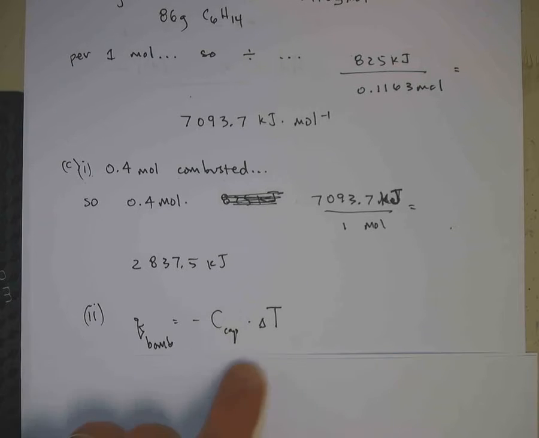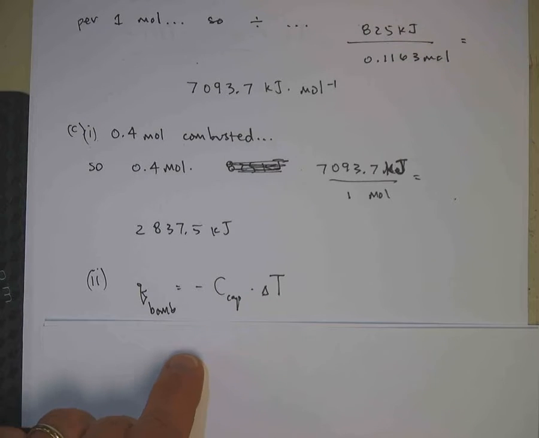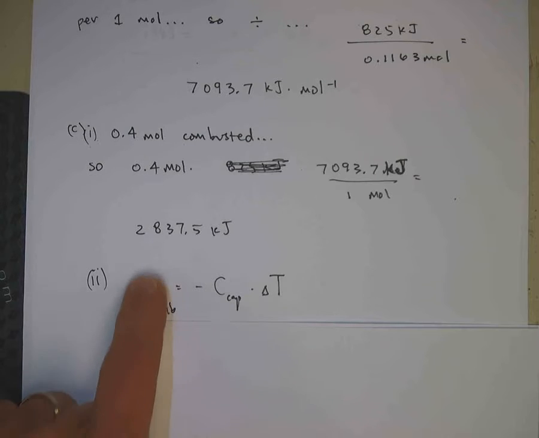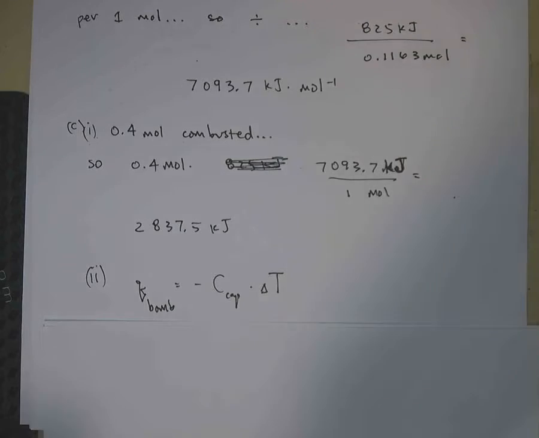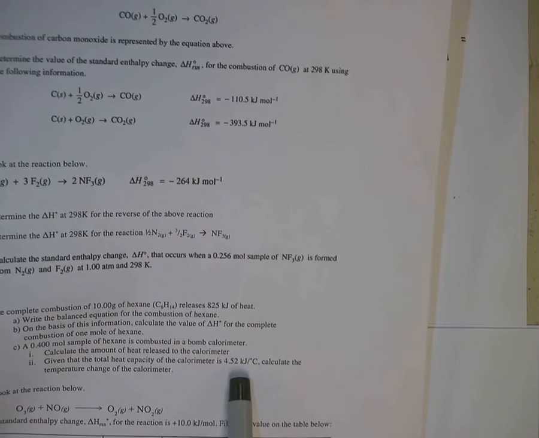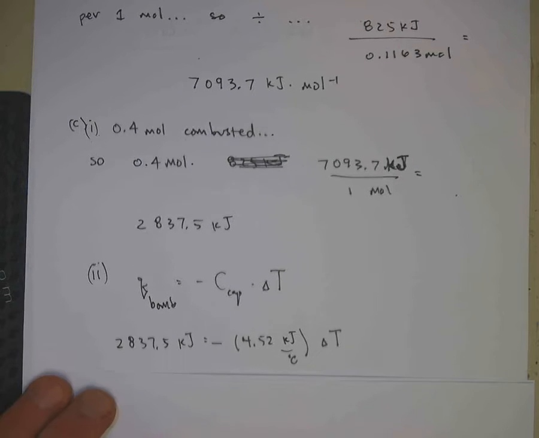And so it asks what the temperature change is of that bomb calorimeter. And since it's 0.4 moles, you know that's the amount of heat that's released or heat that's created. And then it gives you the heat capacity in the question. It says the heat capacity is 4.52 kilojoules per degree Celsius, and you multiply that by the temperature, and that's the bomb calorimeter equation.